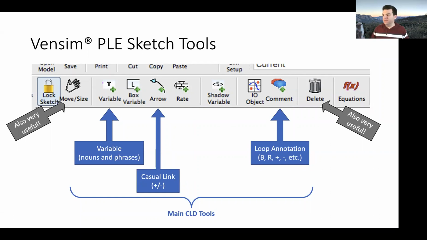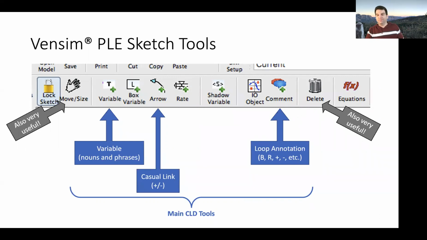There's a lot of other stuff here. We're going to get into that other stuff when we start drawing stock and flow diagrams. But for now, you can ignore all that, like IO object, equation, shadow variable, rate. Just ignore all of that. Be careful because rate looks like an arrow, but we aren't going to use rate until we get to stock and flow diagrams. The arrows we use are these thin arrows right here.